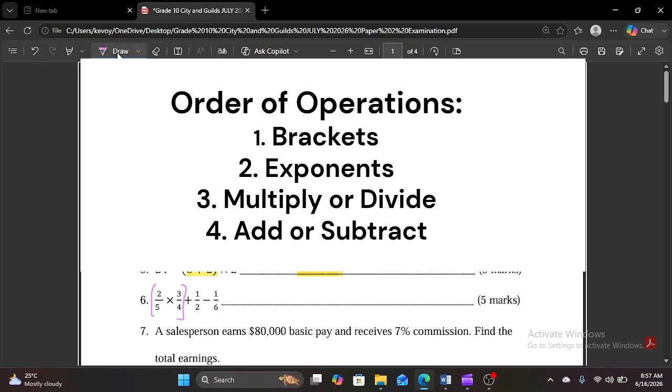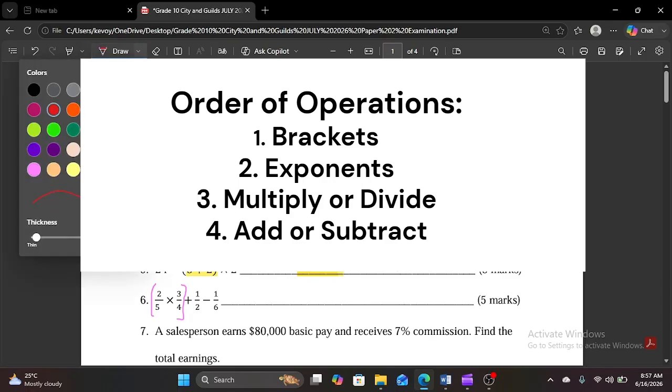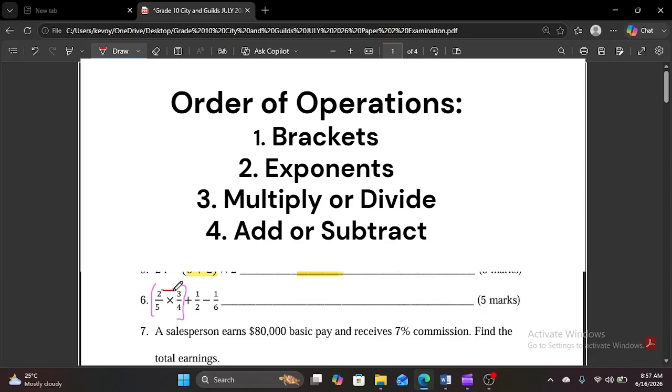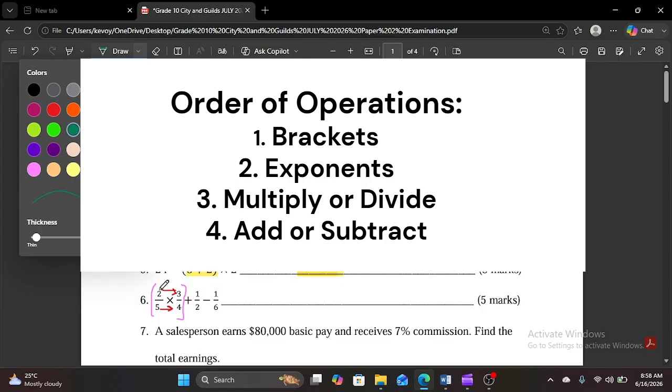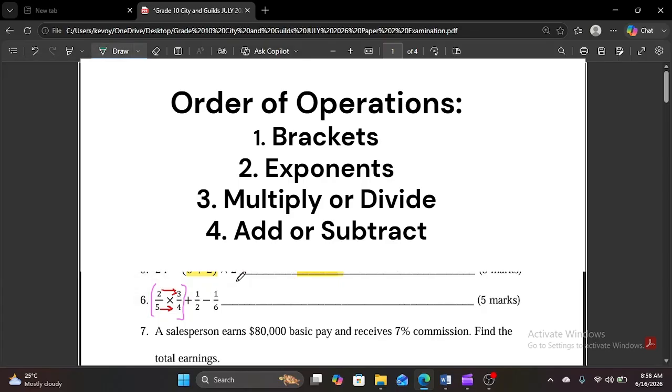So how do you multiply? You multiply across. So that's numerator times numerator and denominator times denominator. So that's going to end up being 2 times 3, that's going to be 6, over 5 times 4, that's going to be 20. And then we're going to add that to a half.